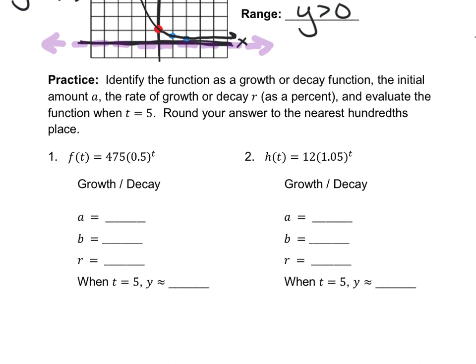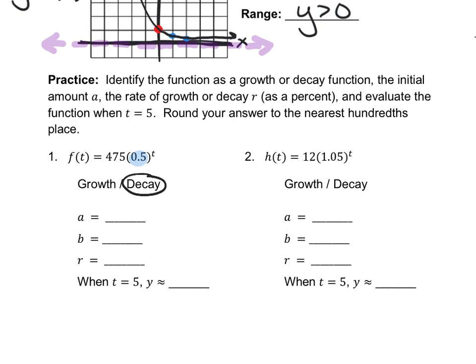Okay, so in this problem, here's the sort of things that we do. We need to identify the function as growth or decay. We'll do that first. Look at this first equation. The way we decide if functions are growth or decay is we look at the b value, which is the number in the parentheses. Is that number bigger than 1 or less than 1? Less than 1. So what would I have had to add or subtract in the equation? Subtract, which means it's a decay equation. Awesome.